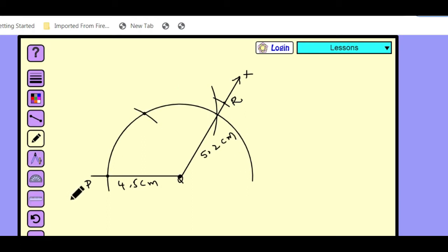Now we need to locate the point S to complete the required quadrilateral. We know the length of P to S, that is 4 centimeters, and R to S, that is 5.5 centimeters. Now take the compass and set the radius to 4 centimeters with the help of the ruler.